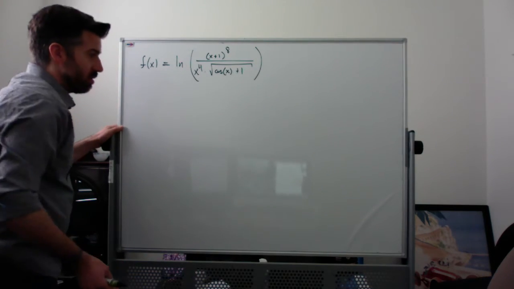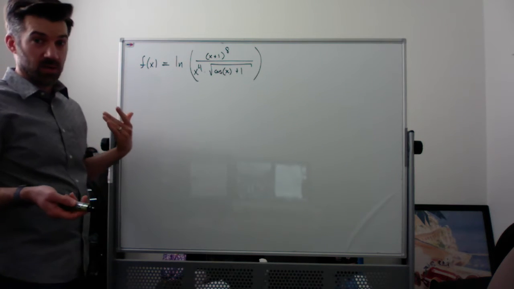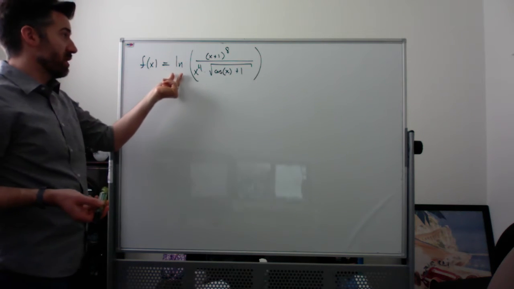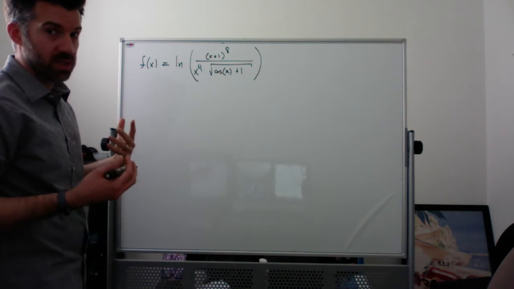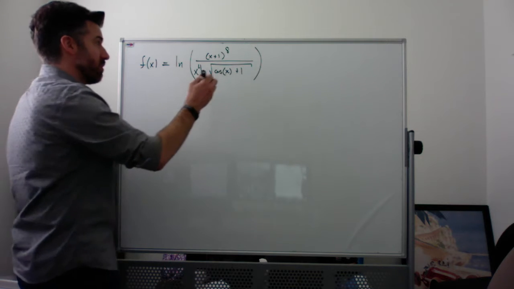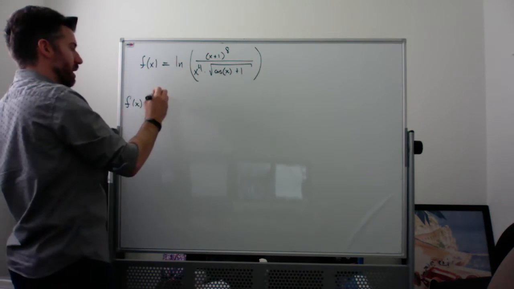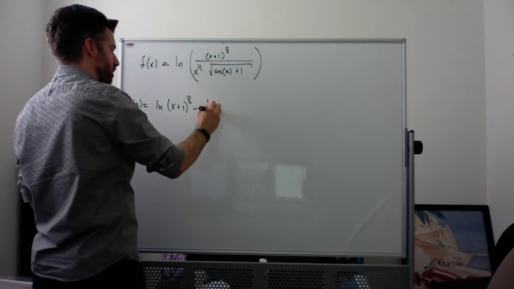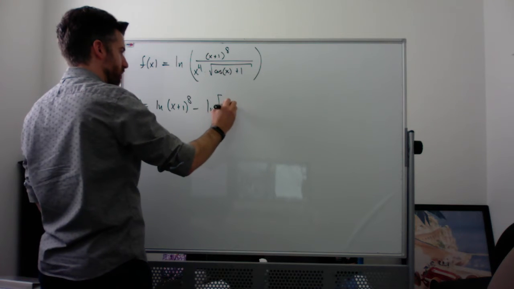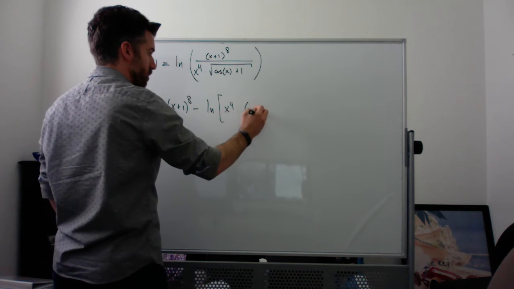Okay. The other question, question 2, people didn't so much struggle with the derivative part as with actually breaking this apart. When you're doing the derivative of the natural log of something complicated like this, the hope is that we actually simplify it into many simpler parts. So I'm going to break this apart in a couple of steps. f of x is equal to the natural log of the top minus the natural log of the bottom. And I'm going to write the bottom as x to the 4th times cosine of x plus 1 to the 1/2 power.